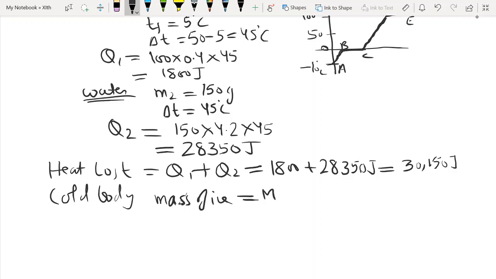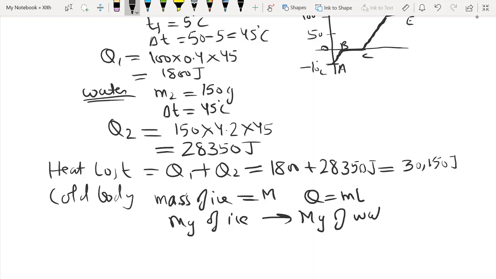So, what is the heat required for this change of phase? As I told you, Q equals ml. Why? Because m gram of ice is getting converted to m gram of water at 0 degree Celsius. So it is given by ml. Let me write this as Q3. It would be 336 m.